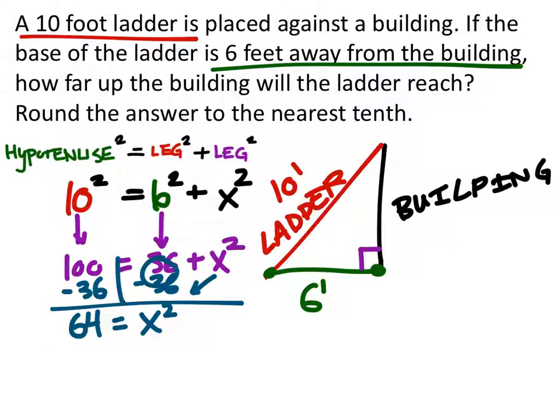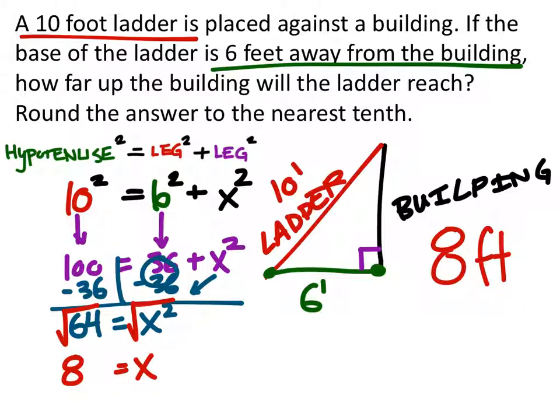Now, of course, we don't want x squared. We just want x. So I am going to take the square root of both of these. And the square root of x squared is x. The square root of 64 is 8. Just don't forget as well, because 64, we didn't need to round to the nearest tenth, that it's not 8, it's 8 feet in this case. So the answer is, how far up the building will the ladder reach? 8 feet, if we have the base of the ladder 6 feet away from the base of the building.